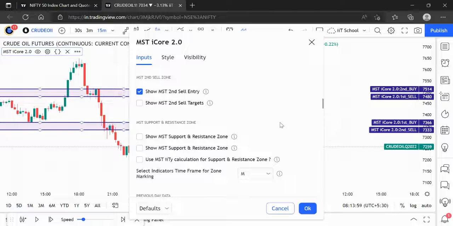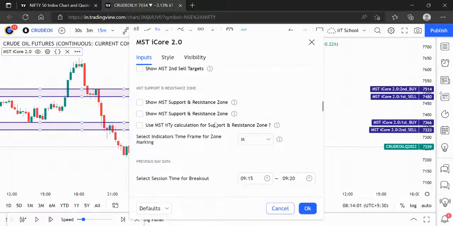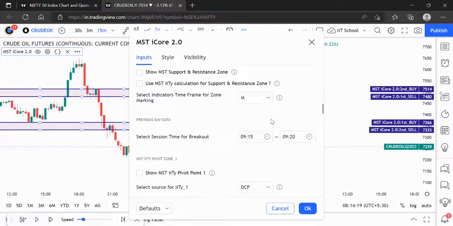In addition, we have another support and resistance zone. This we call a support and resistance zone. The resistance zone will be helpful to find the reversal area for the sell entry. Similarly, the first one will help to get the reversal area for the buy entry.